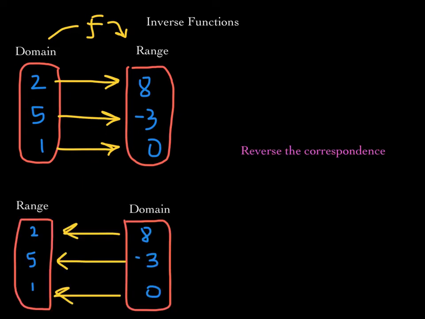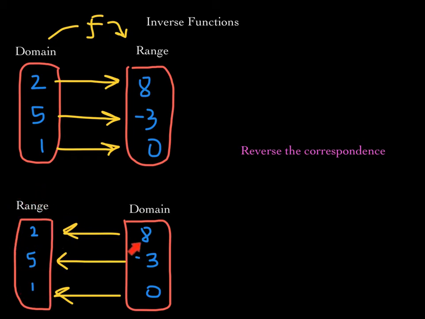All right, I reversed the correspondence. I basically took each correspondence and flipped it. Instead of 2 going to 8, I have 8 going to 2. Instead of 5 corresponding to -3, I have -3 corresponding to 5. And instead of 1 mapping to 0, I have 0 mapping to 1. Now that these entries are mapping to these entries, this is no longer my range. This is now my domain. And this is no longer my domain, this is my range.